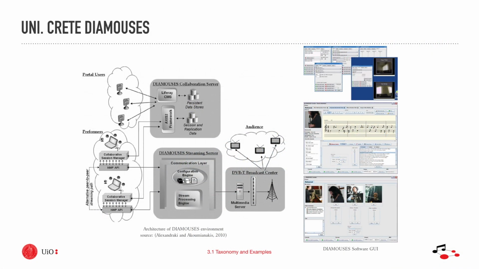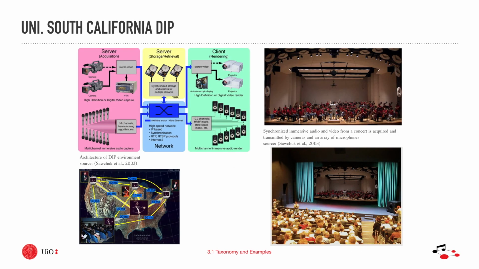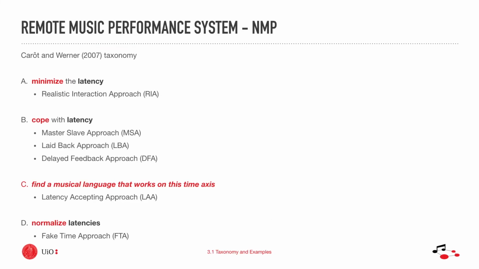The project DIAMUSES and the Distributed Immersive Performance system are just two examples of far more complicated setups that we can use to perform music over the network. These are actually proper TV grade or theater grade productions, which involve several centralized servers to store and distribute quickly the information across the different nodes in the network, TV broadcasting systems, and so on.